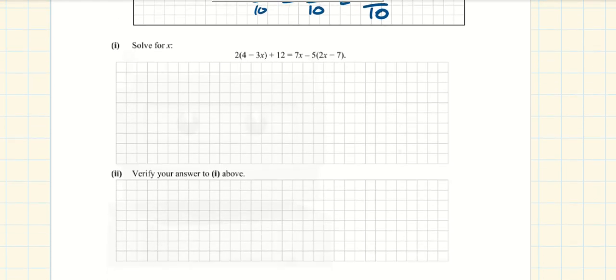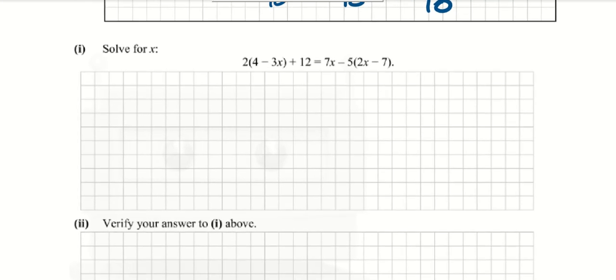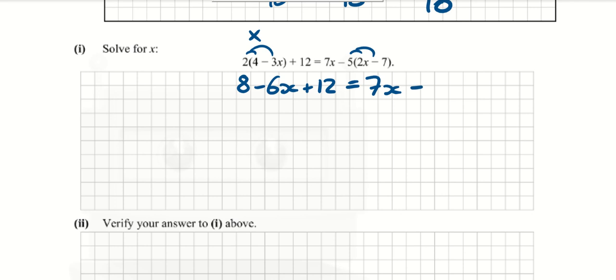Okay, next one then is solve for x. So we've got a linear equation here. We see brackets, brackets mean multiply. So we've got to multiply both sets of brackets before we can do anything else. So we have 8 minus 6x plus 12 equals 7x minus 10x and then plus 35 because you can see we've got a double negative thing going on there.